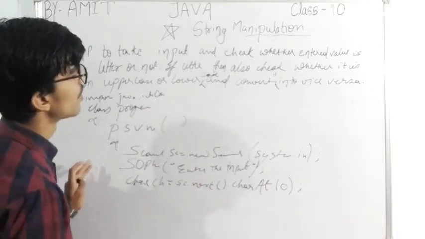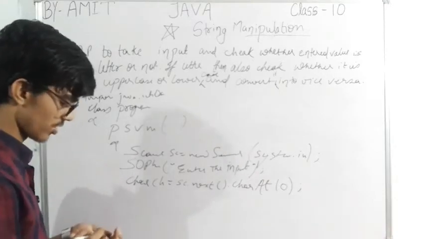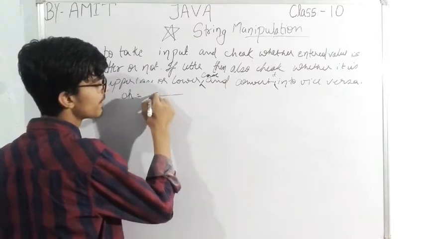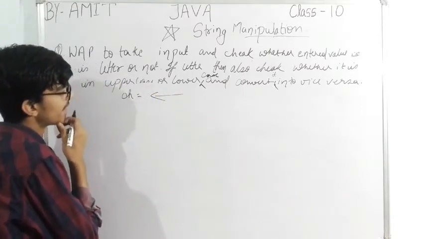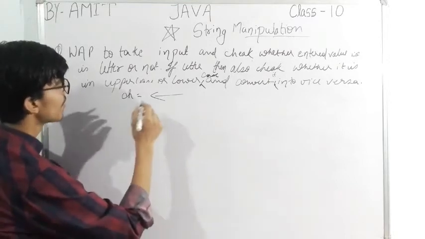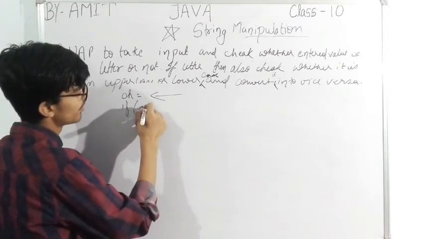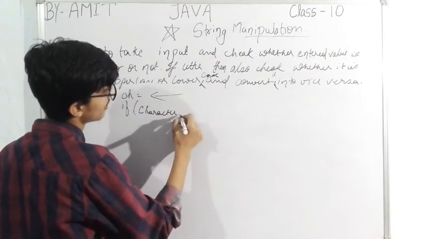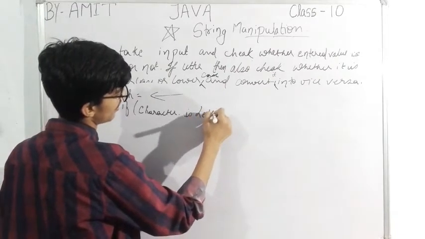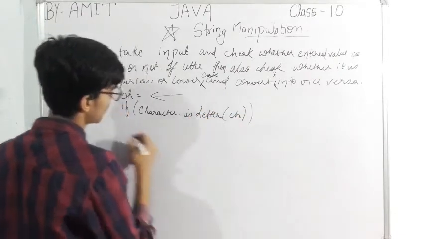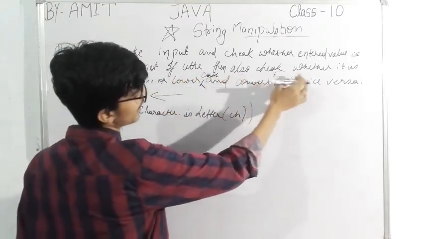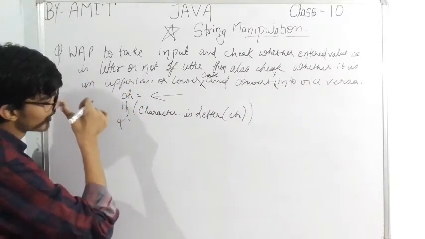After this, what will we do? We'll check whether the entered value is a letter or not. Copy down till here. Now ch is the input from the user. We'll check if Character.isLetter(ch) is true, then it will come inside this. If it is a letter, then also check whether it is in uppercase or lowercase.